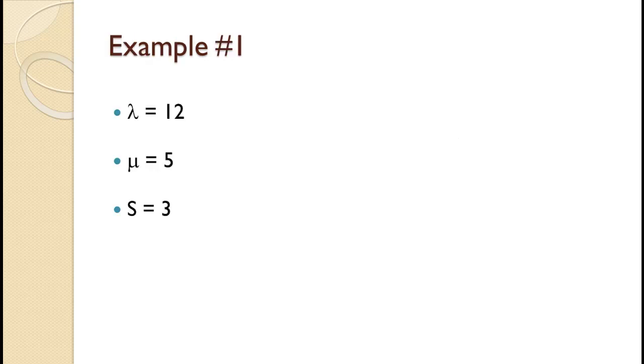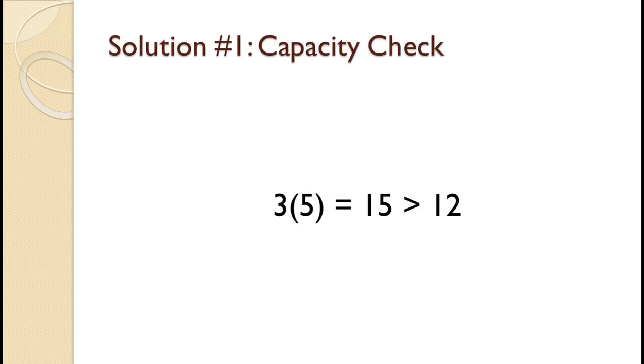In this example, a branch bank specializing in complex commercial transactions has 12 customers arrive per hour on average. These customers wait in a common line. A teller can service an average of 5 customers per hour, and there are 3 tellers. Find the steady-state parameters for the queuing system. First, a quick check of capacity. Each teller can service an average of 5 customers per hour, and there are 3 tellers, so the system has the capacity to service an average of 15 customers per hour. At an average arrival rate of 12 per hour, there is adequate capacity.